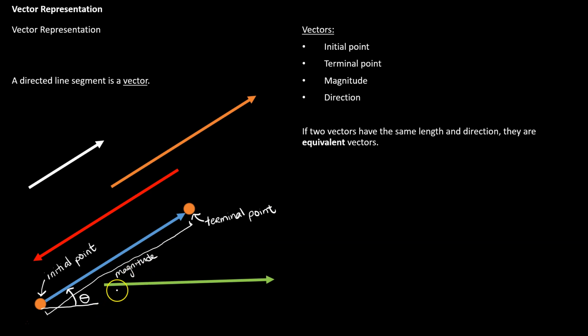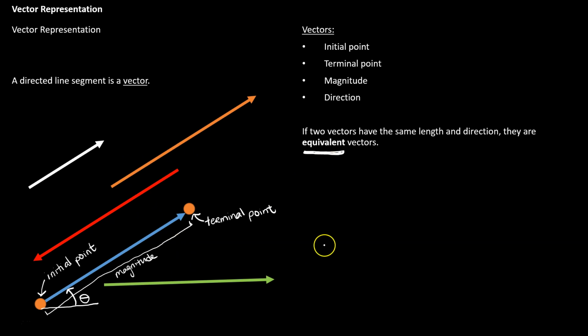When 2 vectors have the same length and direction, or same magnitude and direction, we call them equivalent vectors. Now, we're not saying equal, we're saying equivalent. And the reason why we're not saying equal is because the vectors could be in different places, but still have the same length and direction, so they can be equivalent.